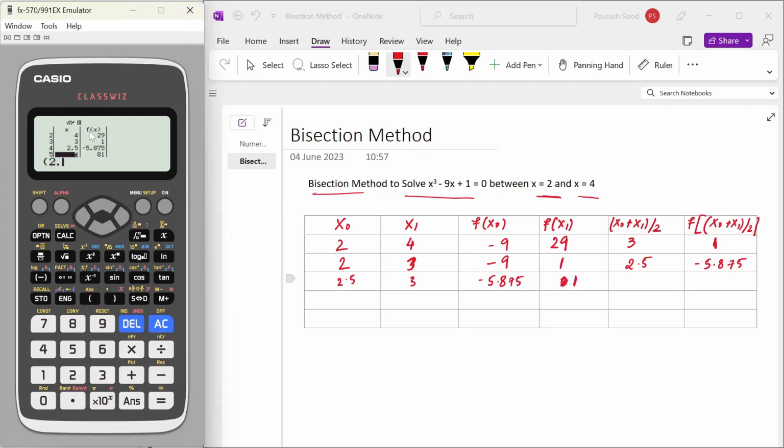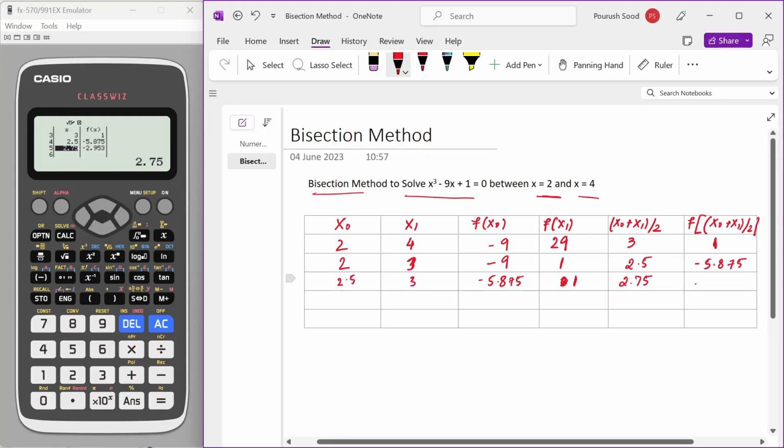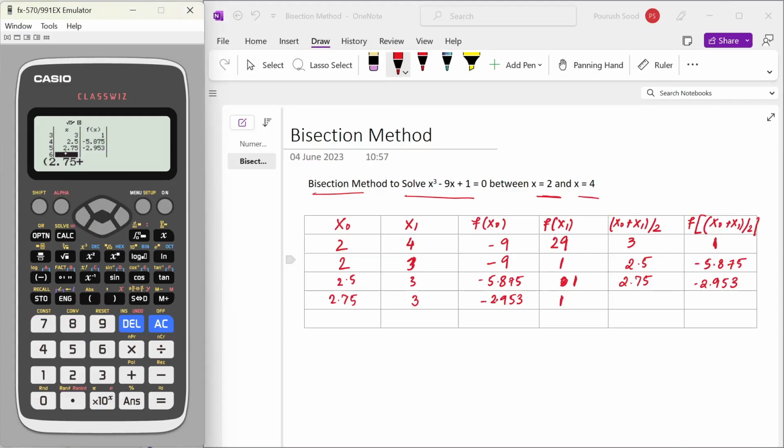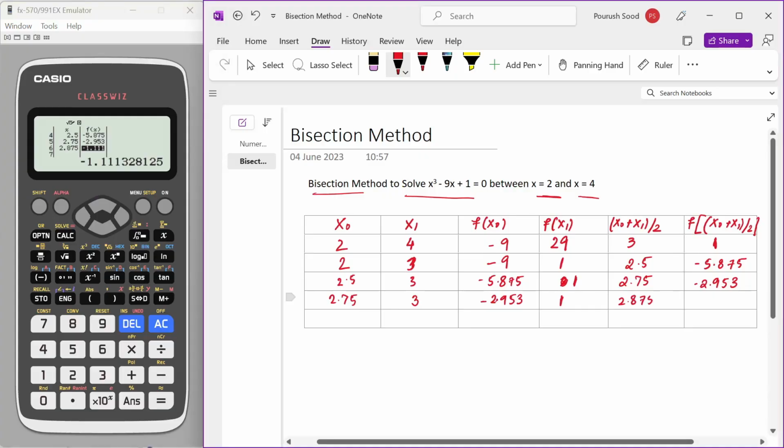Now 2.5 plus 3 divided by 2 becomes 2.75, and f of x becomes minus 2.953. Now f of (x0 plus x1) by 2 has the same sign as f of x0, so x0 becomes 2.75, x1 remains 3, f of x0 is now minus 2.953, and f of x1 is 1. Let's calculate (x0 plus x1) by 2 again: 2.75 plus 3 divided by 2 is 2.875, and f of x is minus 1.111.